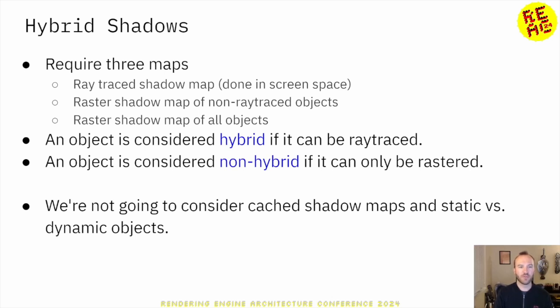To assemble these, we classify each object casting a shadow in the scene. An object is considered hybrid if it's included in any of the ray trace shadows techniques. That is, it is ray traced, but it will still need to appear in a raster map too. An object is considered non-hybrid if it is not ray traced at all, and therefore only appears in a raster shadow map. I'm not going to include details here like how static shadow maps and treatment of static versus dynamic objects affects this system, as that would take up a bit more time than we have.